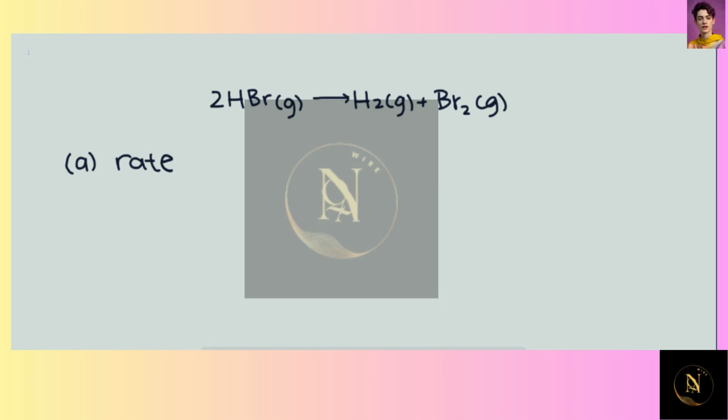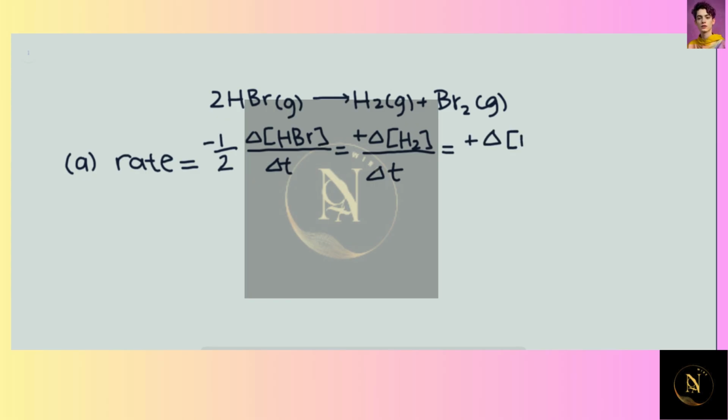So you want to look at the rate, which is going to be equal to -1 over the coefficient, which in the case of HBr is -1 over 2. And this is going to be multiplied by the change in concentration of HBr over the change in time. And this is going to be equal to the change in concentration of our hydrogen gas divided by the change in time, which is going to be equal to the change in the concentration of Br2 over the change in time. And so this makes sense.